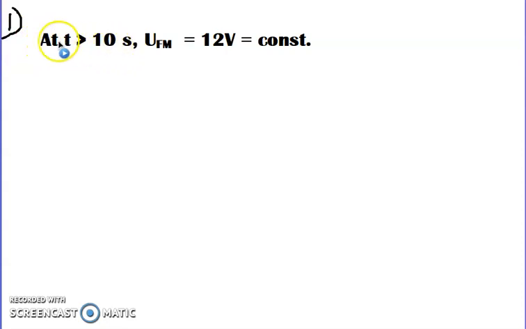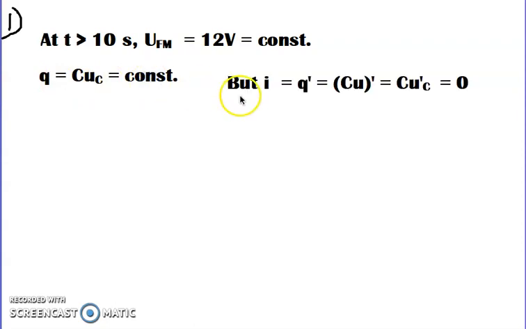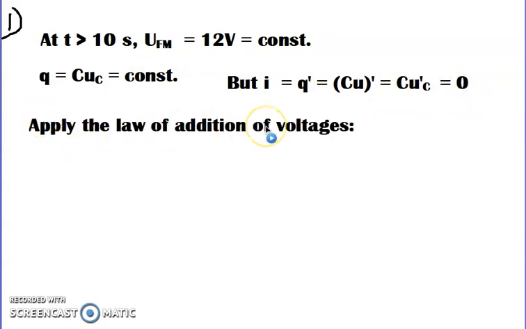From the graph, as you see, for t greater than or equal to 10 seconds, the voltage across the capacitor is 12 volts, constant, right? We've just seen this. Now, if the voltage is constant, what happens to the charge? Yes, it becomes constant, since the charge Q equals C U. The charge in the capacitor becomes constant. If the charge becomes constant, what happens to the current? The current is the derivative of the charge, meaning the derivative of a constant. It becomes what? 0, right?